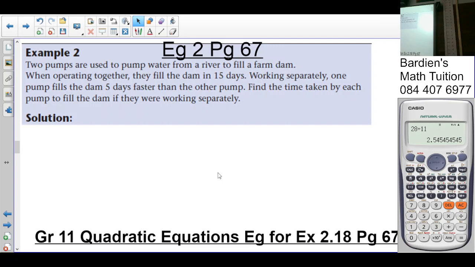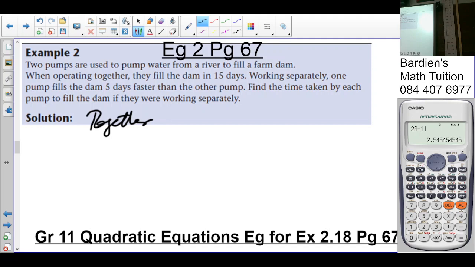Here we are told that 2 pumps are used to pump water from a river to fill a farm dam. Okay? So you've got 2 pumps, pump A and pump B. Or pump 1, let's call this pump 1 and pump 2. When operating together, they can fill the dam in 15 days. So importantly, together, they will fill the dam in 15 days.